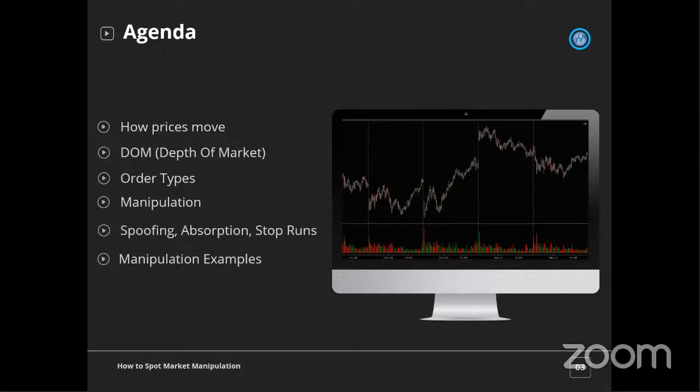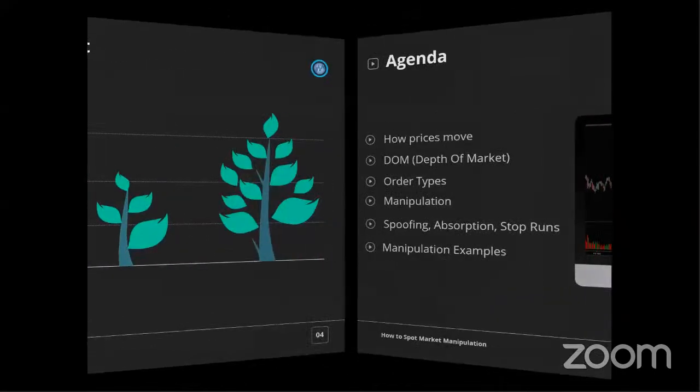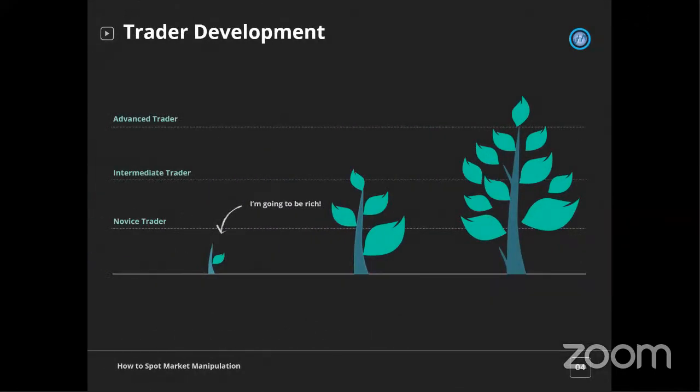Now, before we dive right into all this good stuff, I want to spend a moment talking a little bit about trader development. It's really important that you're focusing on the right things as you develop, right? I can show you all the greatest tools and tactics and show you manipulation and all these great things. But if you're focusing on the wrong thing and you're not developing properly, you're never going to be able to really use what I'm teaching. So I really want to make sure that you're developing at the proper pace.